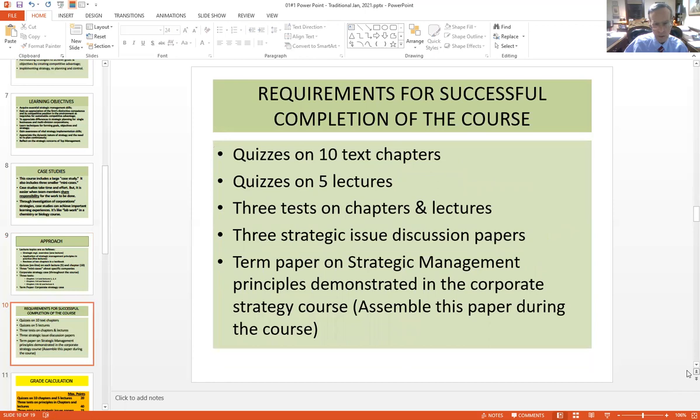Okay, so real quick review: quizzes on 10 chapters, 5 lectures, 3 tests on chapters and lectures, 3 discussion papers on the strategic issues on those mini cases. And I did not mention that on the last slide, but there will be a little paper. Oh, I did. Yeah, these are not long papers, but a paper for each strategic issue. And then that big term paper about the John Deere case.